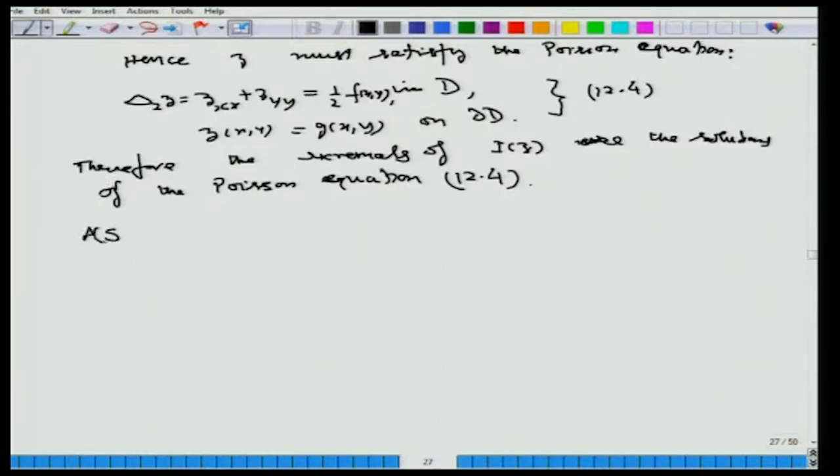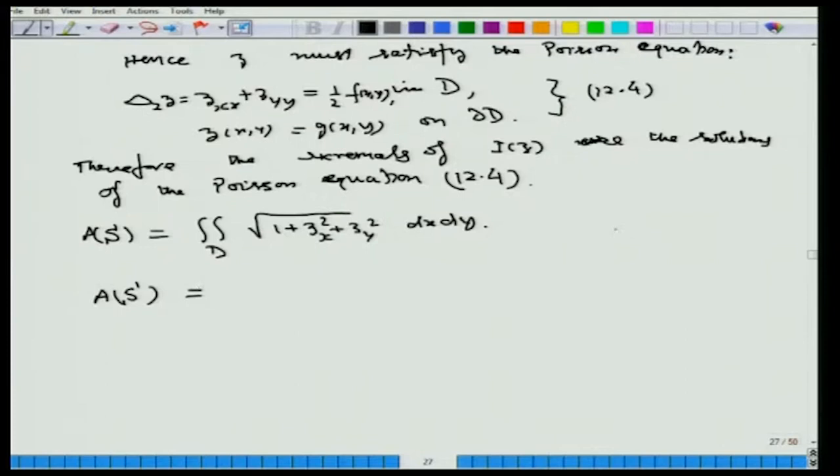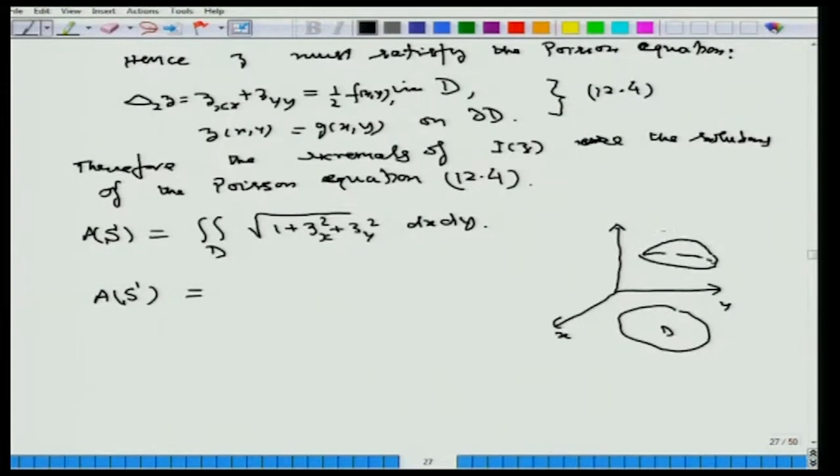the surface area of this is given by the double integral of square root of 1 plus z x square plus z y square d x d y. Just recall that the surface area of S is given by, so here the situation is like this. Here on this domain D we have this surface S, and so this element of area d s, and this is n cap here, is over S, this d s is the surface area element.